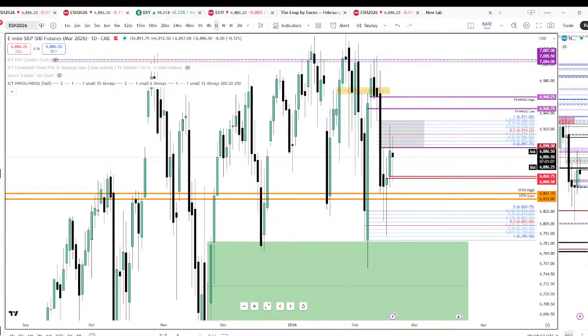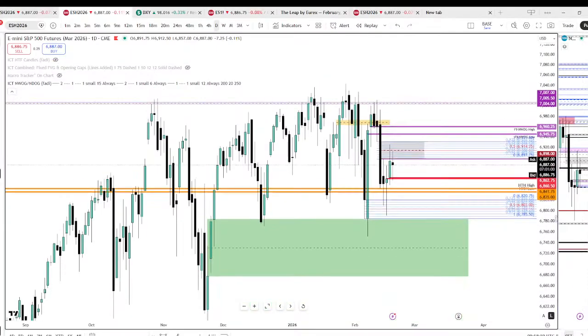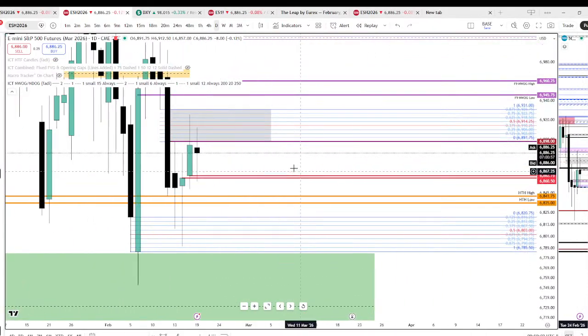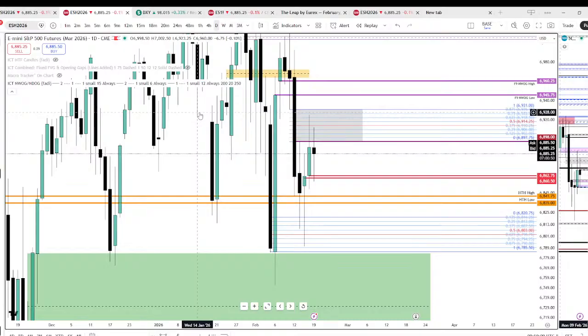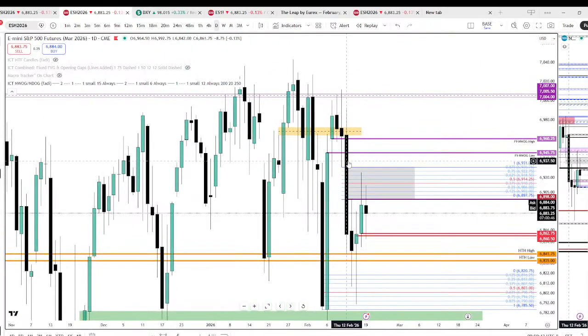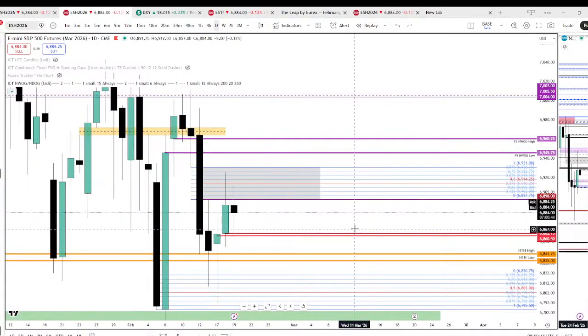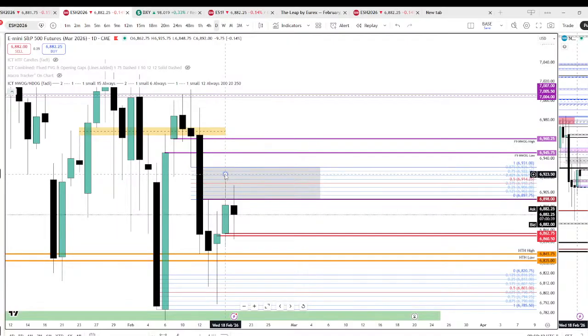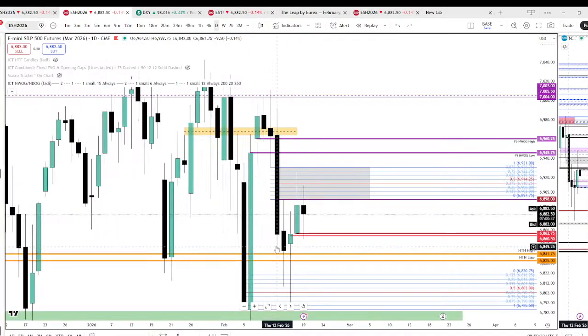Today is February 19th, 2026. We're looking at the E-mini S&P chart from yesterday. Talked about this daily imbalance, the sell side inefficiency, buy side imbalance, and we did tap into it going up into the upper quadrant yesterday in the afternoon session.